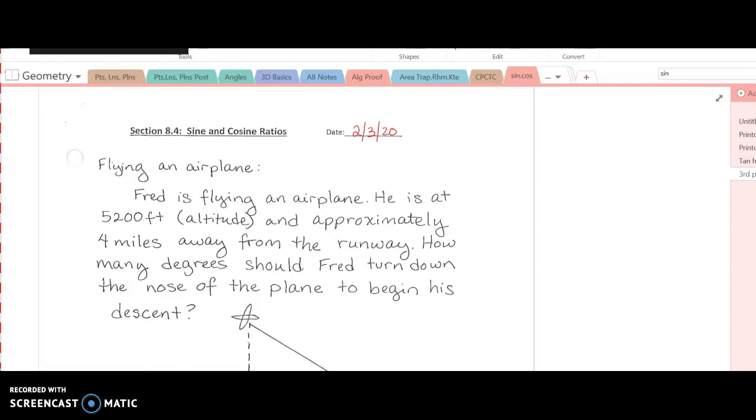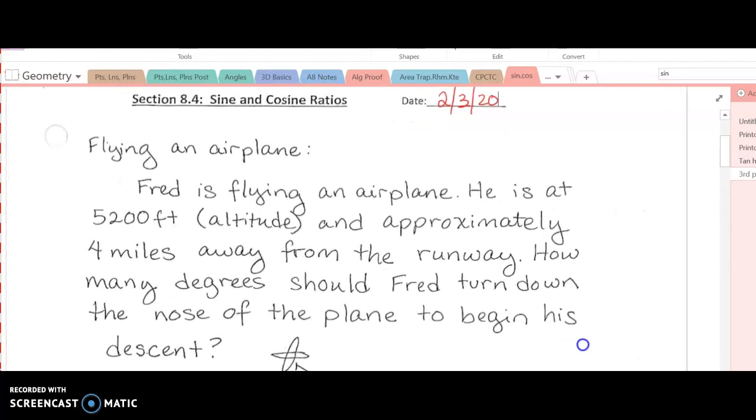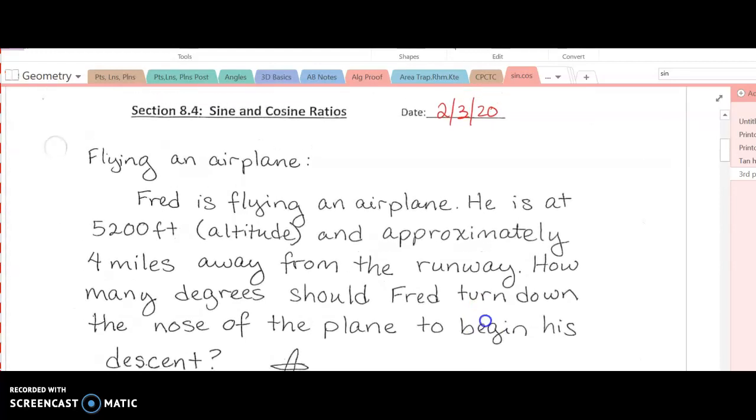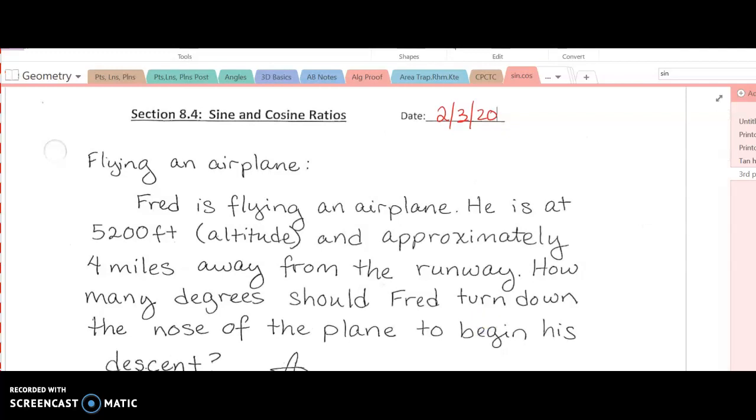Okay, so we started with our first trigonometric ratio, tangent, and now we're going to move into the other two basic trigonometric ratios, sine and cosine. And so there's six of these all together. We're going to learn about three in your geometry class, and then you'll learn about the other three when you get to pre-calculus. So here's our story.